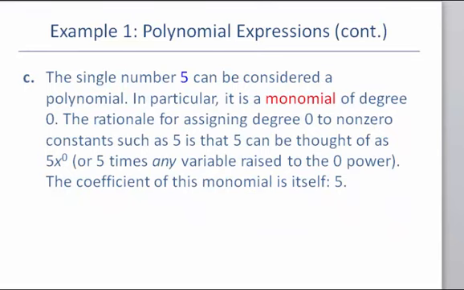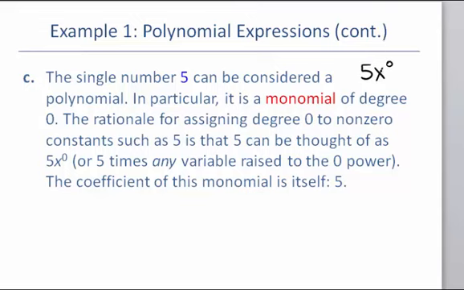All right, this is kind of a special case. We have the single number 5. That can be considered a polynomial. In particular, it's a monomial of degree 0. So why do we say that this one has degree 0? The answer to that is because we can write it as a power of x like this. We can say it's 5 times x to the 0 power.